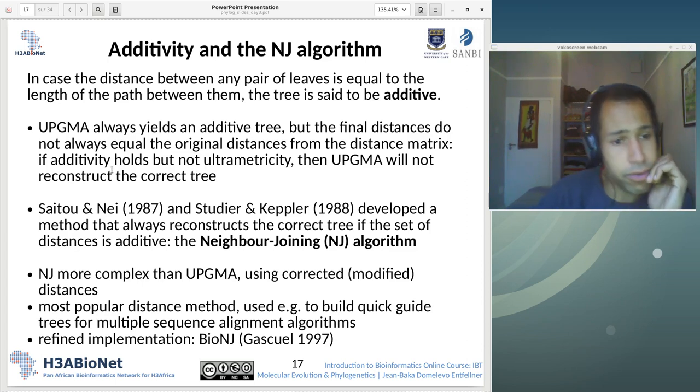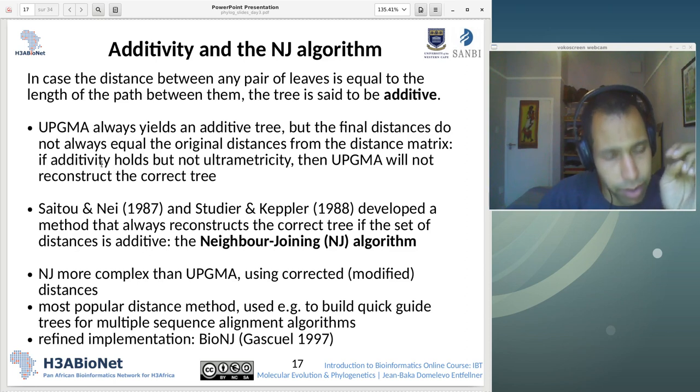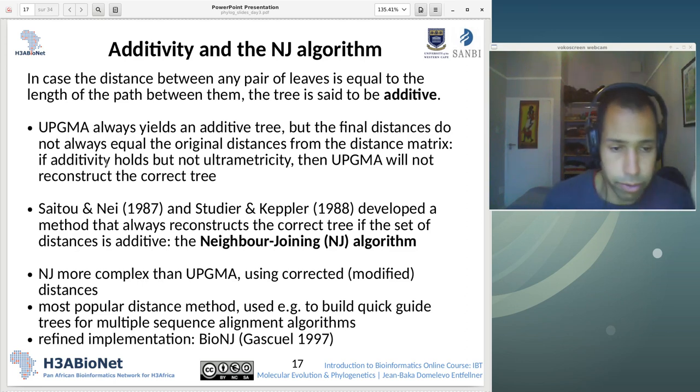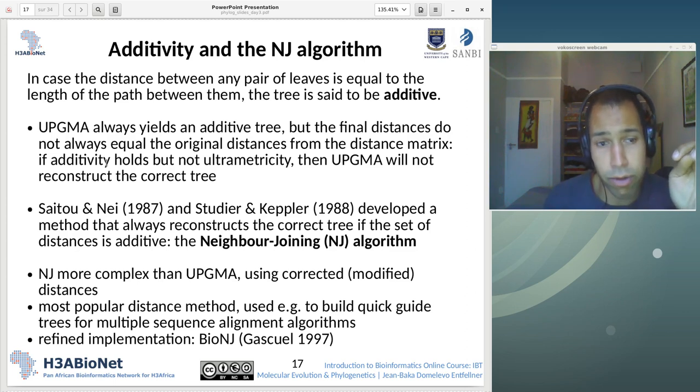So if additivity holds, so if all the distances in the original matrix abide by this 4-point condition, but if ultrametricity does not hold, then UPGMA will not reconstruct the correct tree, and that's a drawback of UPGMA, a disadvantage of the UPGMA tree inference.